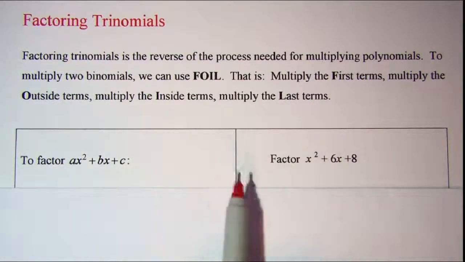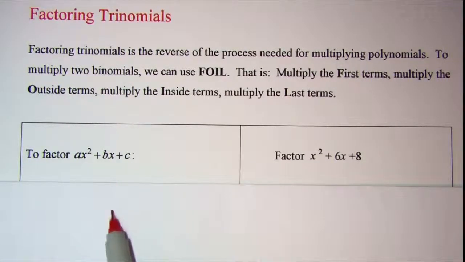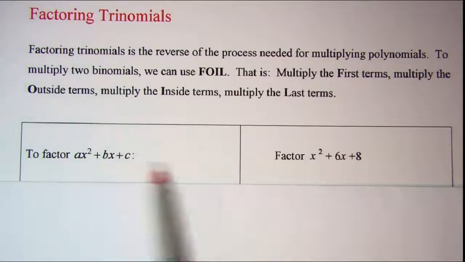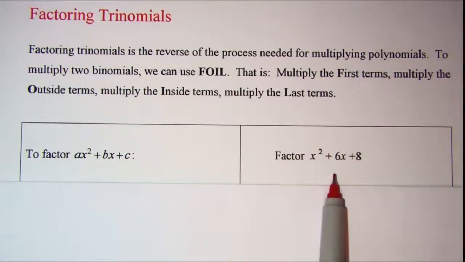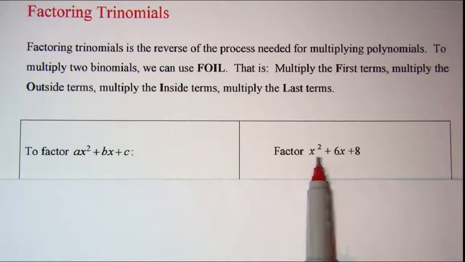So in this first example, I'm going to write out the process on the left with our standard quadratic trinomial, ax squared plus bx plus c. And then on the right, I'll do an example with actual numbers in it. So our first one, we're going to factor x squared plus 6x plus 8.